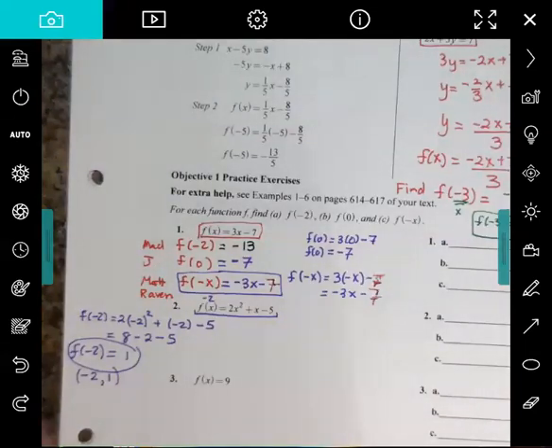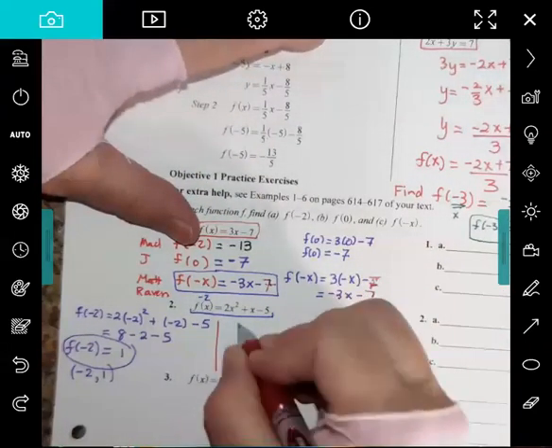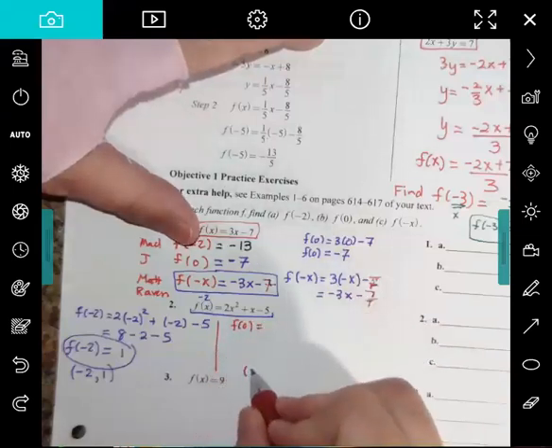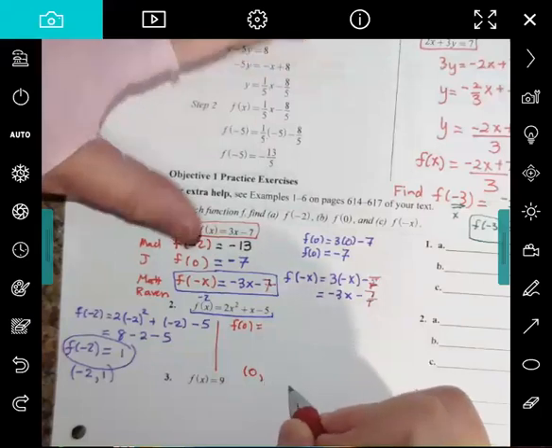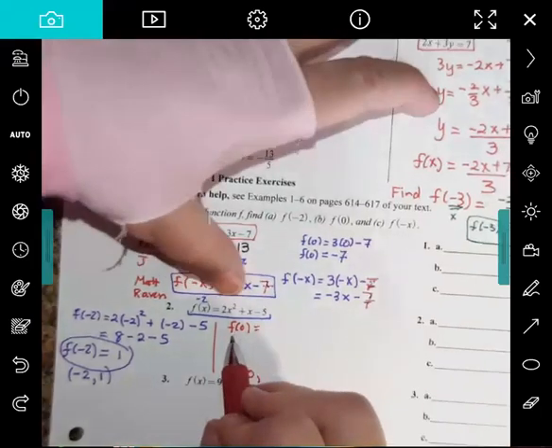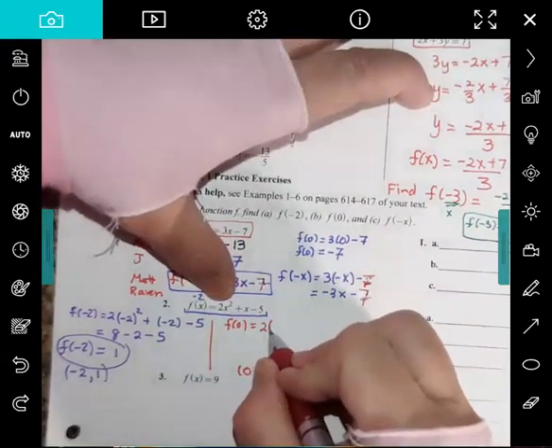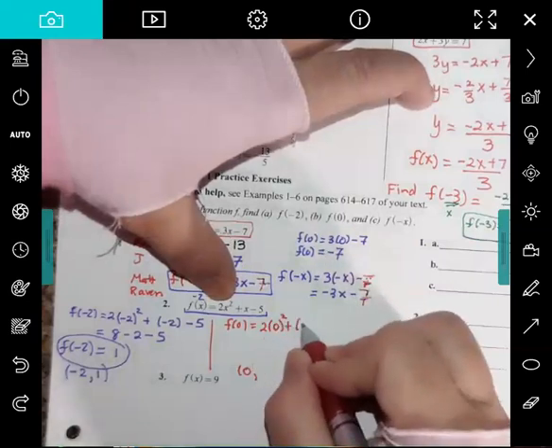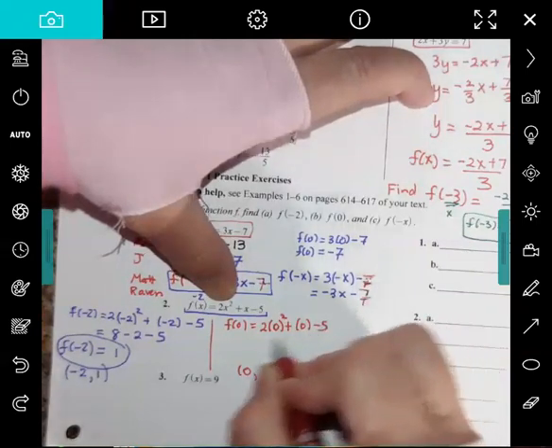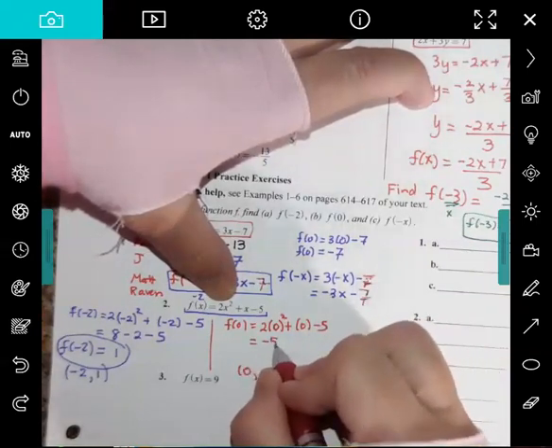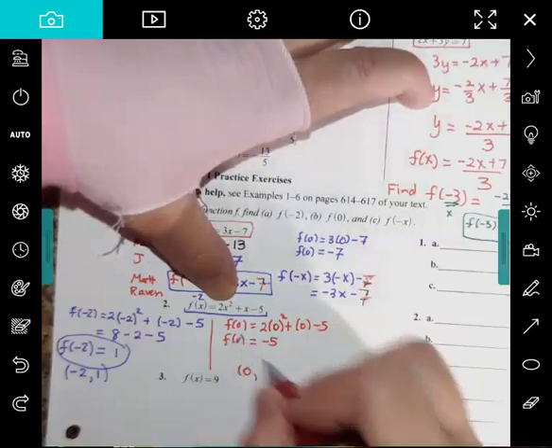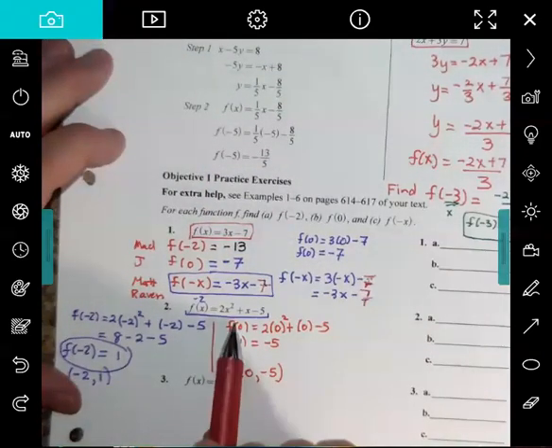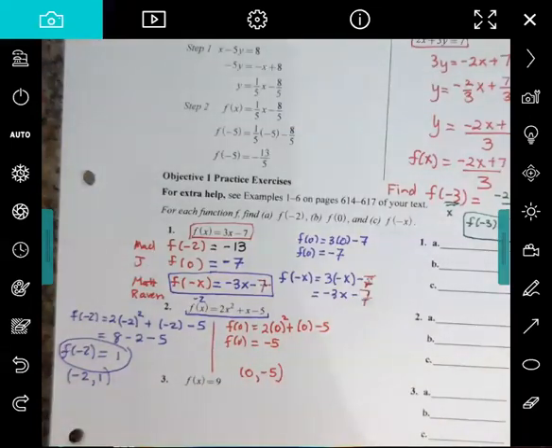Good. Now we're going to put a 0 in. F at 0. So when we're done, we're going to know the point is 0, comma something. And we're trying to find out the y value when the x is 0. So we go across the right side, and everywhere there's an x, we're replacing it with a 0. We get a negative 5. F at 0 is negative 5. So that would be another point on graphing this parabola when we were trying to graph it. That would be on the graph.